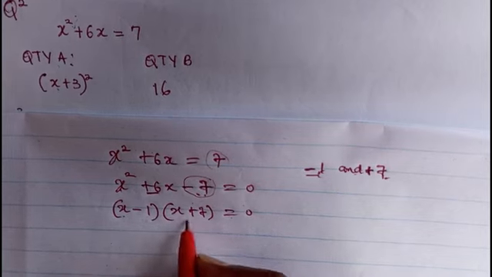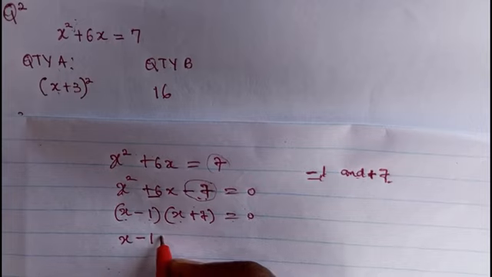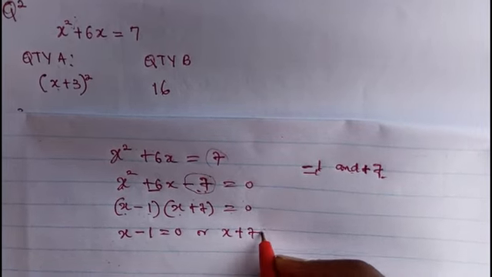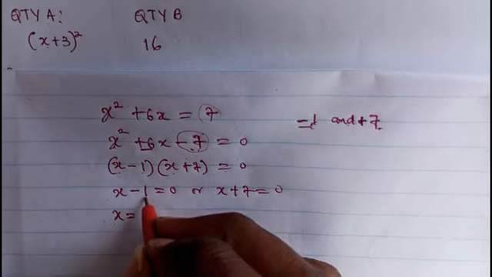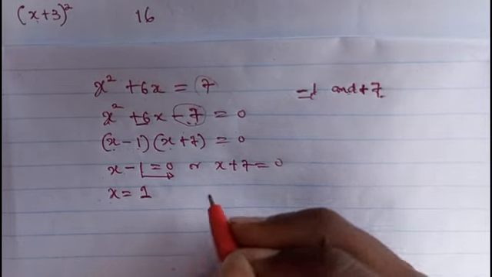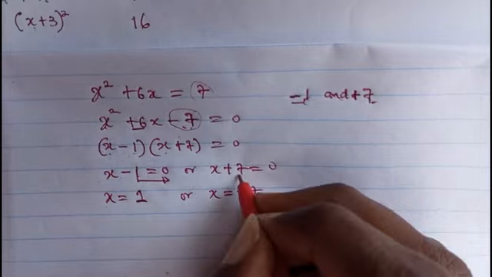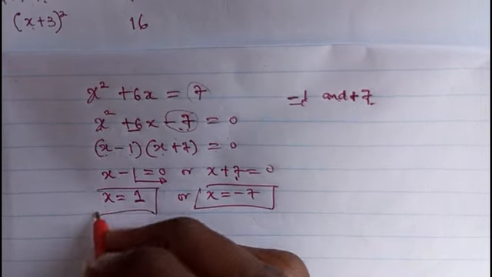So now you have the product of two quantities equal to 0. It means that you equate each of them to 0 to get the values of x. For the first one, you have x is equal to positive 1, because when this one moves over to the other side of the equation, it becomes a positive number. For the other one, you have x is equal to minus 7, because when you take positive 7 to the other side, it becomes minus 7. Now we've gotten two values of x.